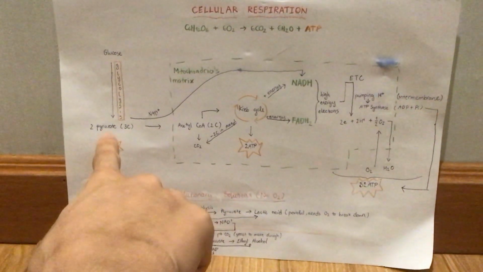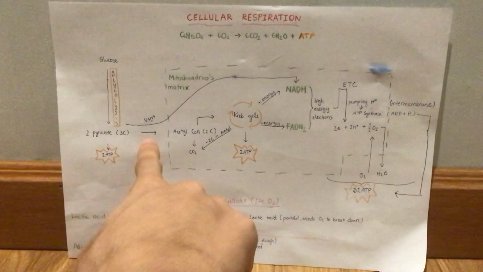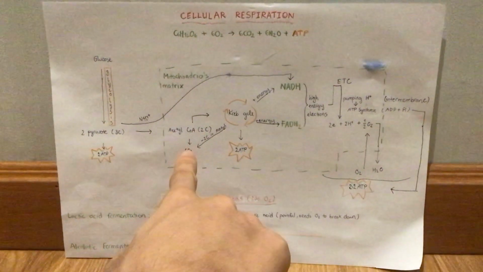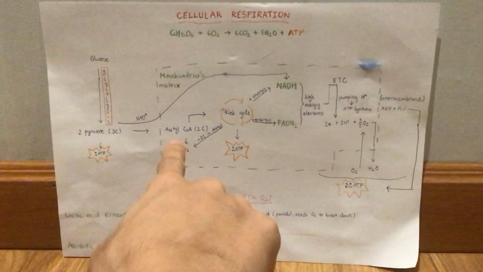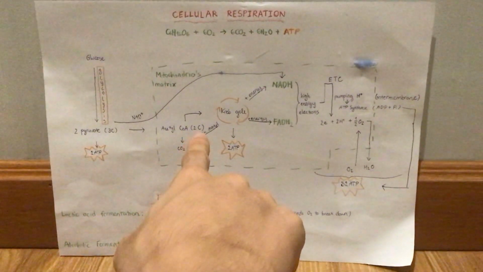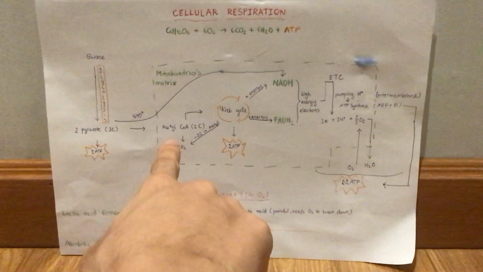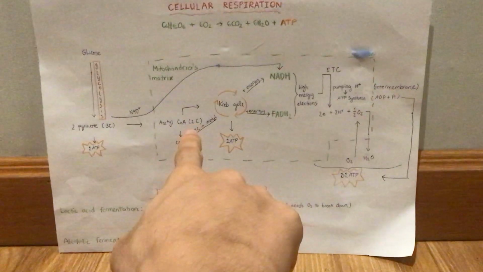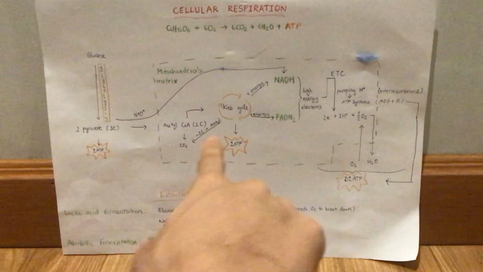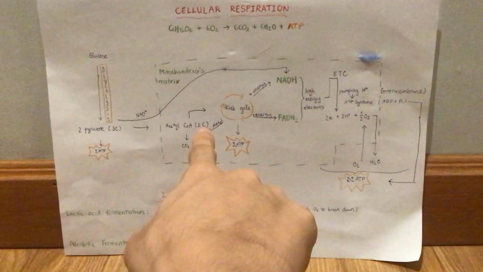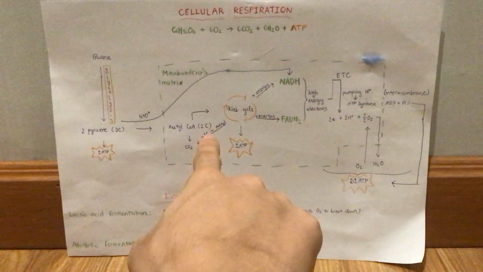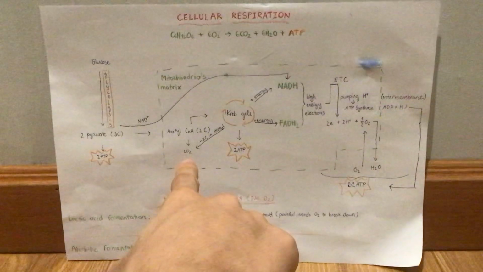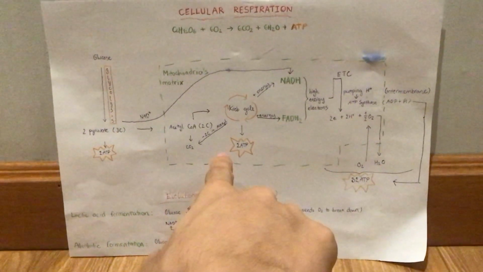And then the 2 pyruvates go into the mitochondrial matrix. This is where each will transform into a 2C molecule, which is called acetyl-CoA. In this process, from a 3 carbon to 2 carbon, 1 carbon is gone. It's gone into the CO2 that we breathe out.